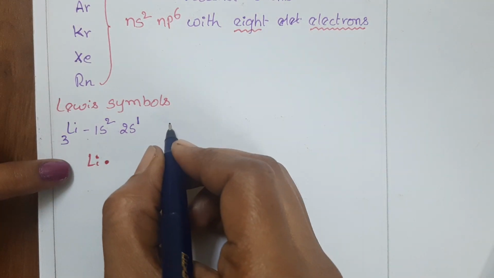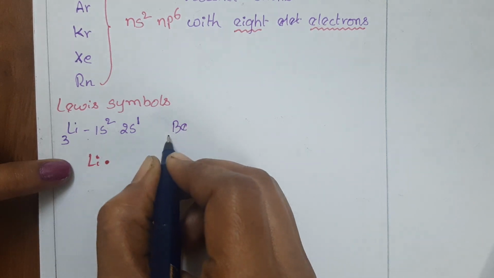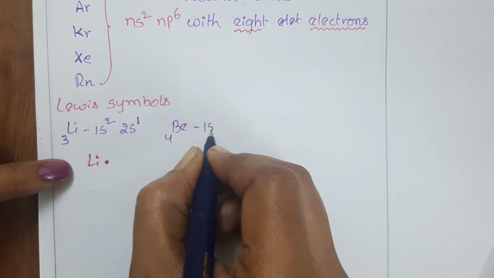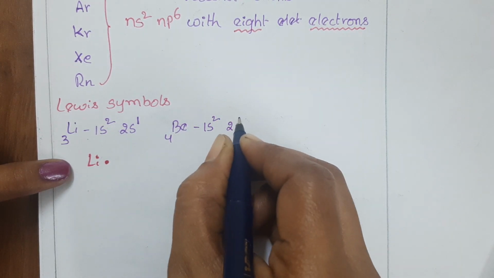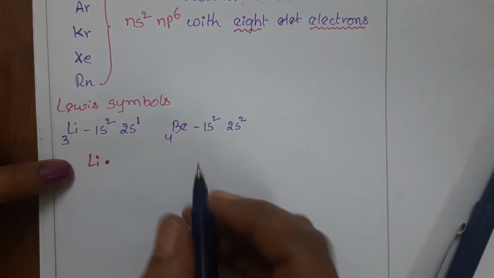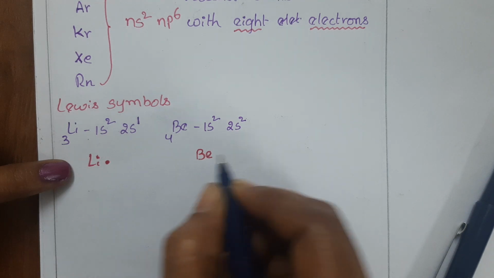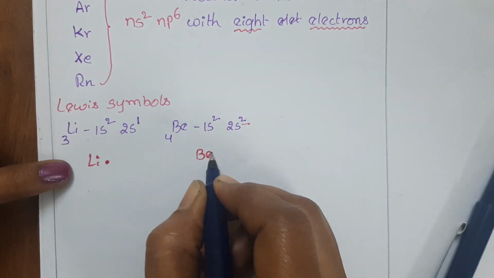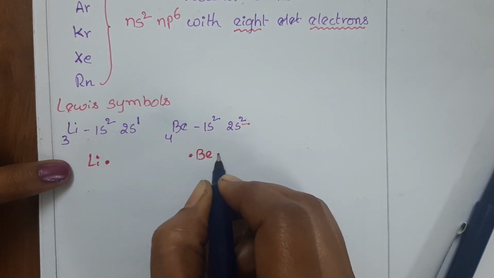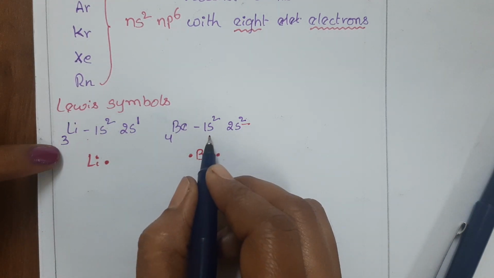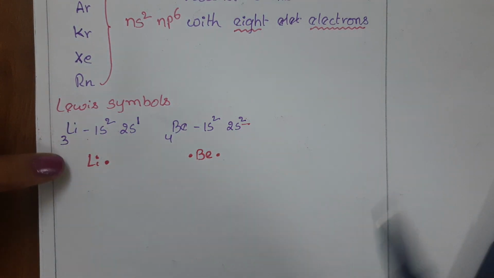Next take one more element, beryllium. Beryllium atomic number is 4 and the electronic configuration is 1s2 2s2. And how can we represent the Lewis symbol? Write beryllium. And how many valence electrons are there? 2. So we can write 1 and 2. Here the first shell electrons are called core electrons or inner shell electrons.